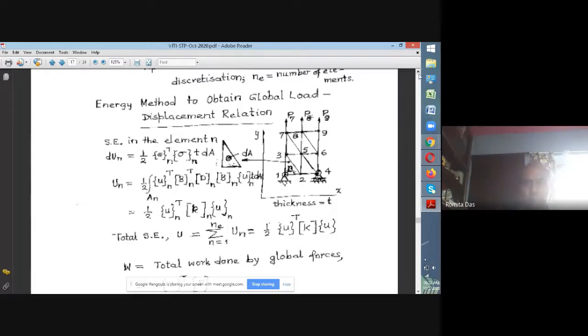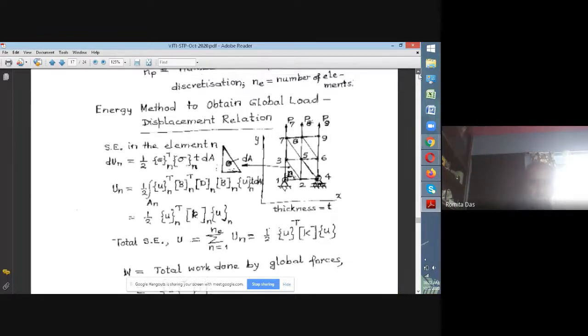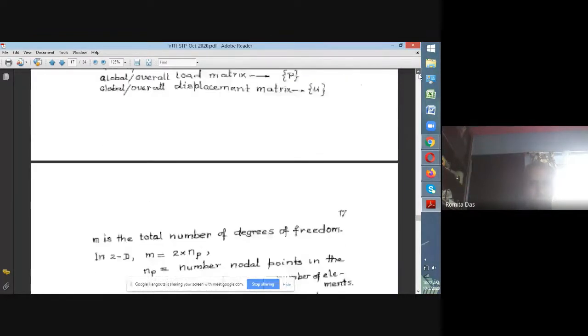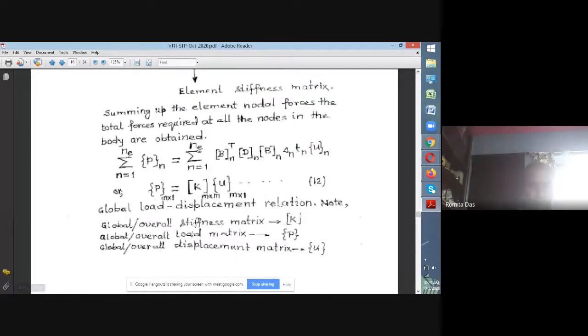So we make use of this load and the global load displacement relationship. We can solve the global equations which we have written earlier: the global load matrix equals the stiffness matrix multiplied by the displacement matrix. So this can be solved. There are actually 18 displacements, 18 unknowns, and we can solve for them using the specified load and displacement conditions.